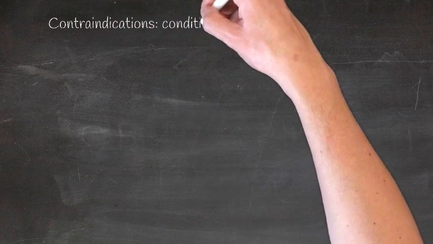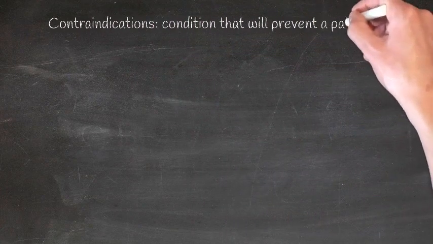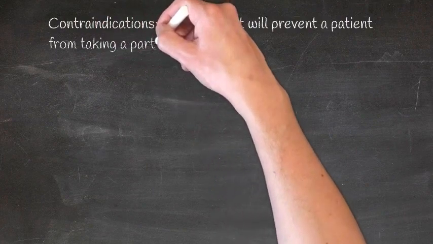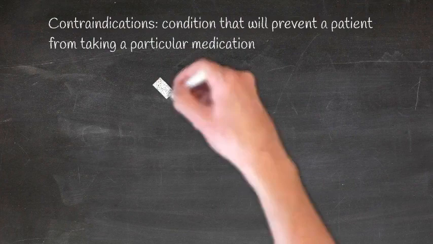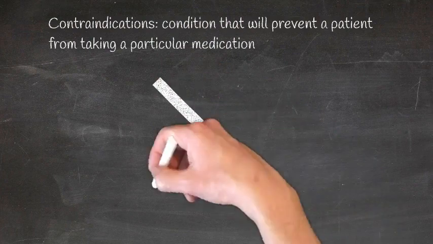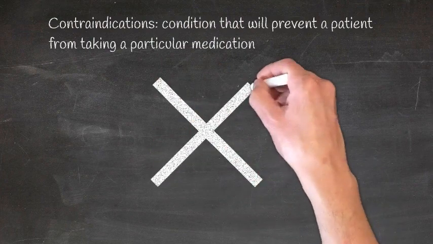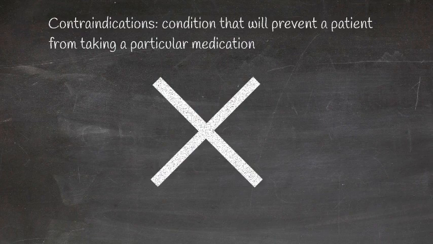Contraindications are conditions that, if present, the patient should not be given a specific medication. These are generally disease, disorder, or pregnancy related. For example, a patient with a history of GI bleeds should never take ibuprofen due to the blood-thinning nature of the drug and the risk of future bleeding.